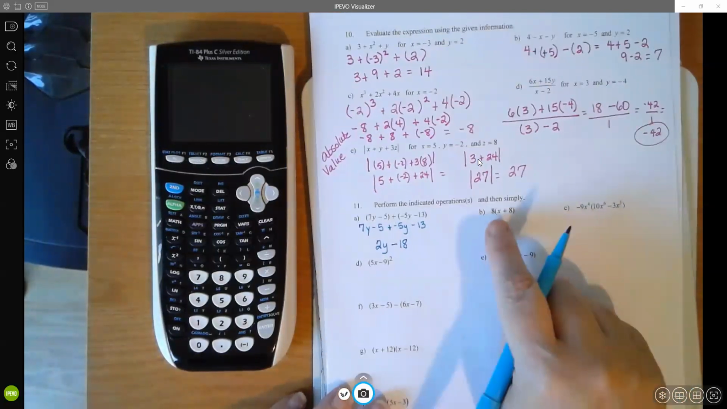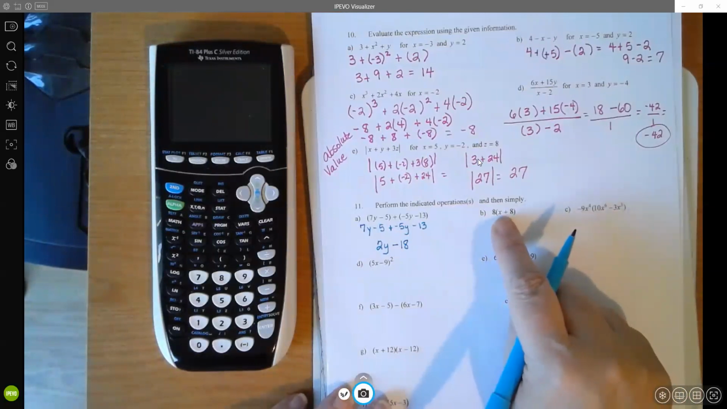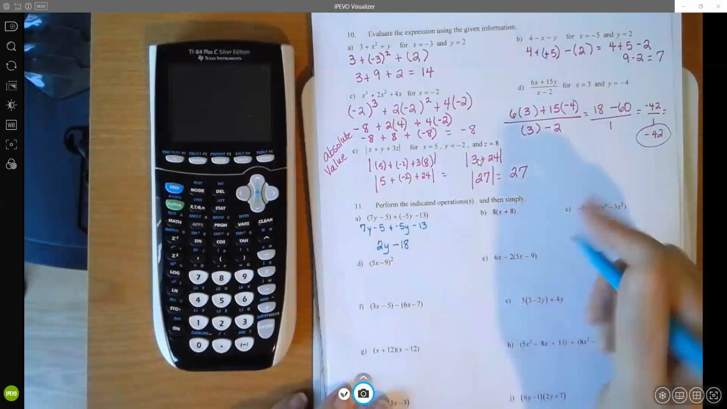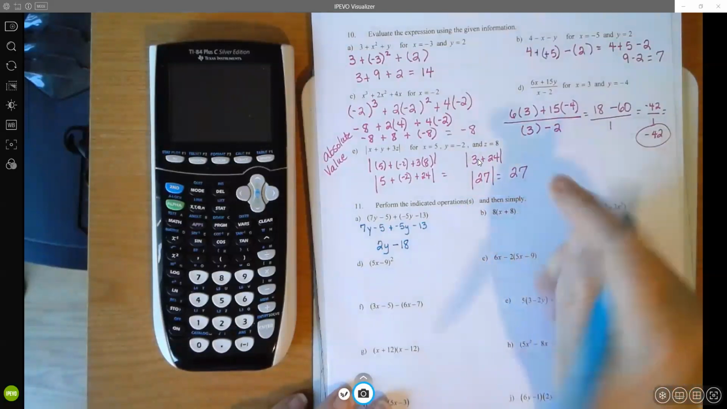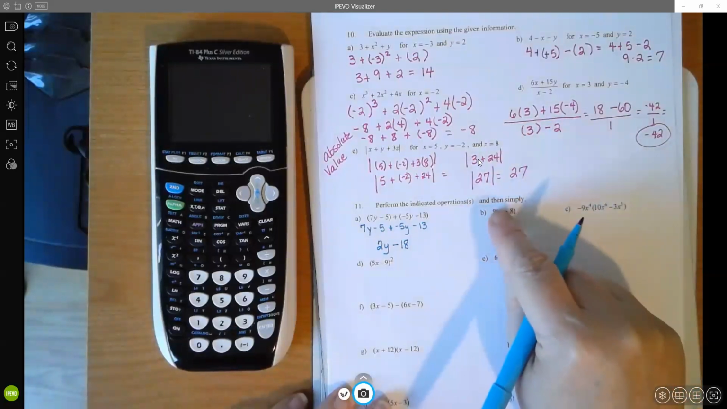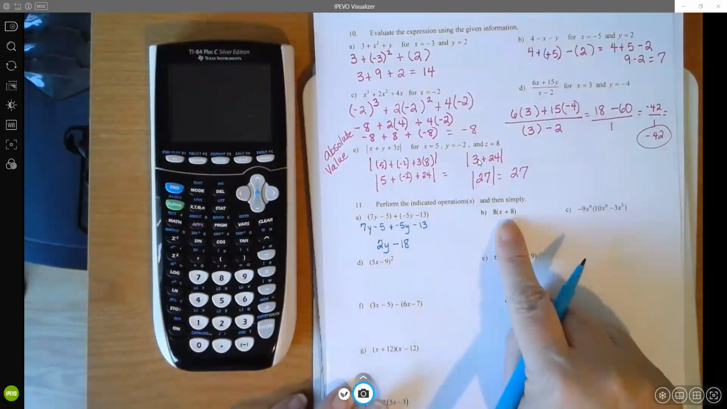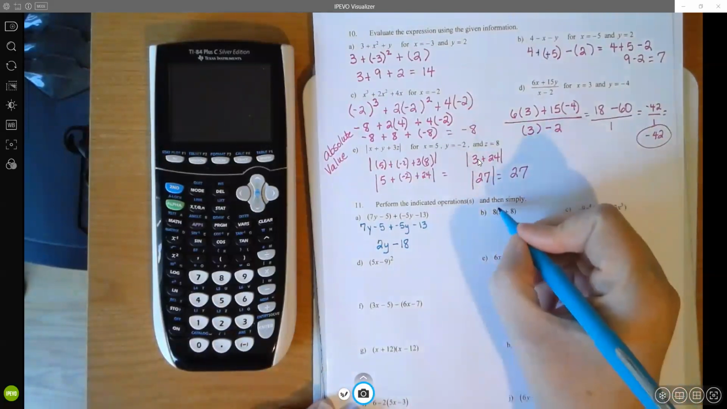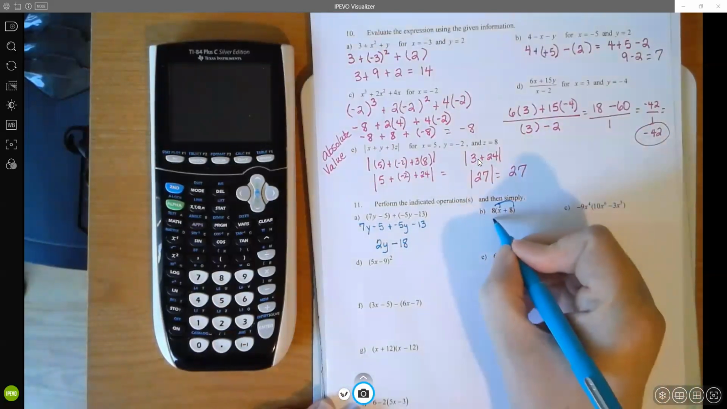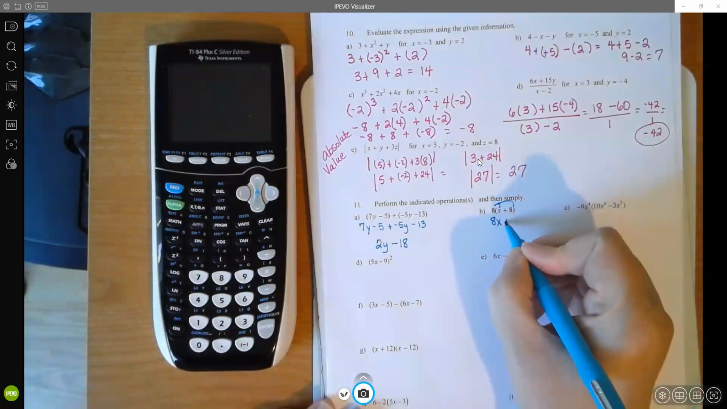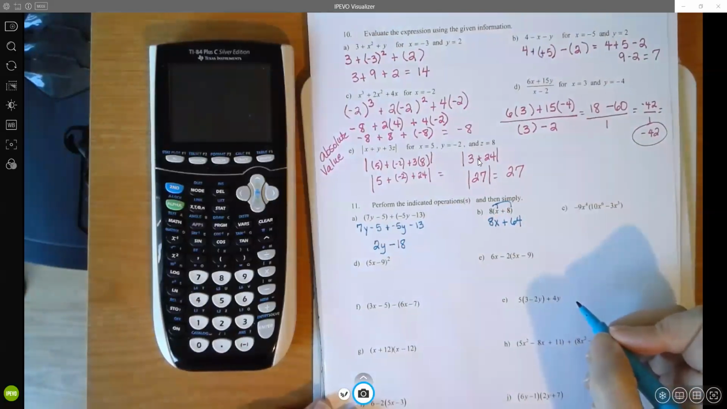In the next problem, we have 8 times x plus 8, and that 8 is in front of the parentheses, and that means that we're going to use distributive. That 8 is multiplied by both parts of the parentheses. So that would be 8 times x and 8 times 8. So that would be 8x, and 8 times 8 is 64. There are no like terms, so we are finished.